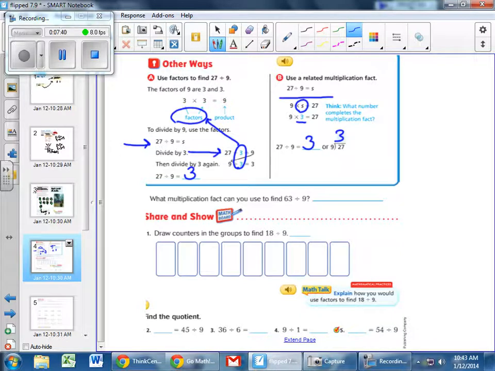So, what multiplication facts can you use to find 63 divided by 9? So, what times 9 equals 63? And then do your related fact of that times 9 equals 63. So, thinking of your math facts. Go ahead and fill that in.